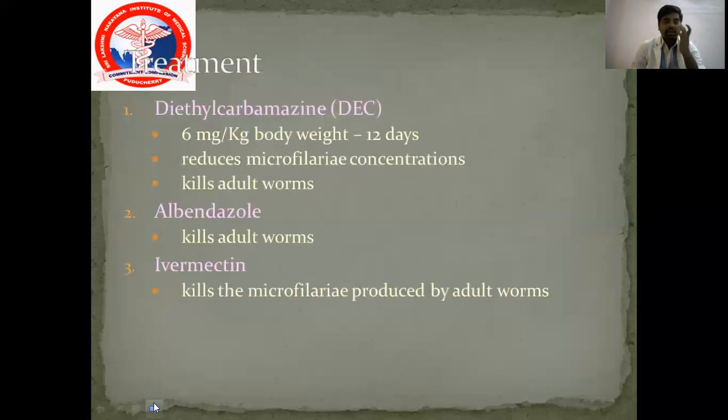Treatment: DEC, as I already told, we need to administer to the patient. We can administer it in the daytime when microfilariae are in the peripheral blood smear. Diethylcarbamazine, that is DEC, 6 mg per kg body weight, reduces the microfilaria concentration and kills the adult worm. Albendazole kills the adult worm. Ivermectin kills the microfilariae produced by the adult worm.